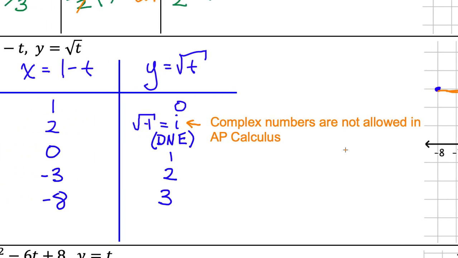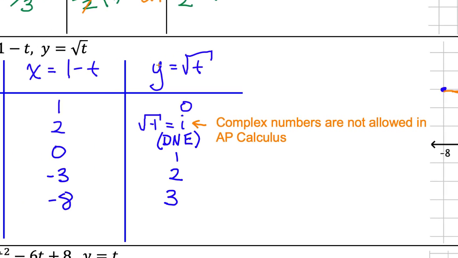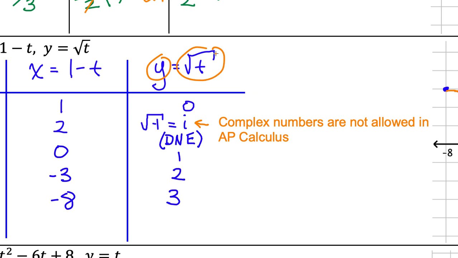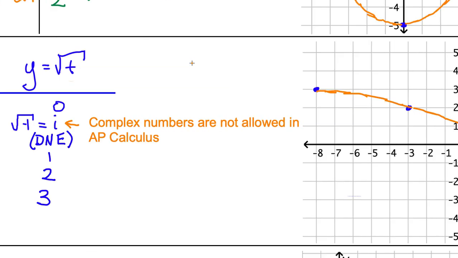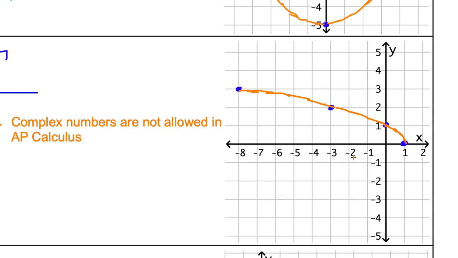Can I ever have any negative y values? And the answer is, well, look at your y's. My y's are square roots, and the only way for this to be negative is if there was a negative out here. So no, I will never have anything down there, and there's my final answer.